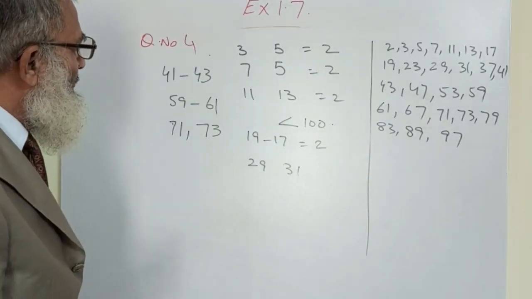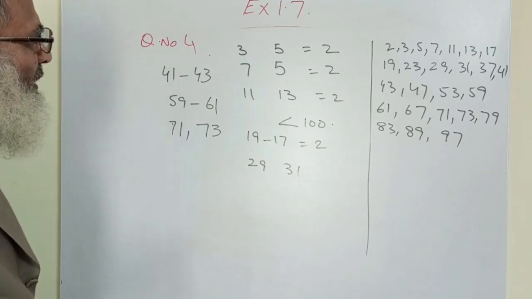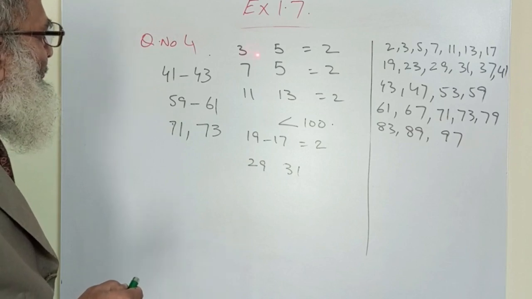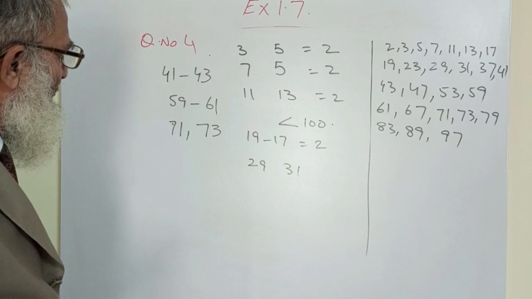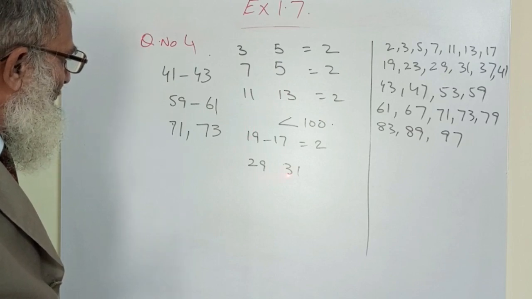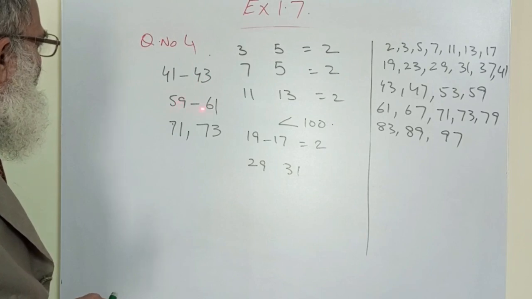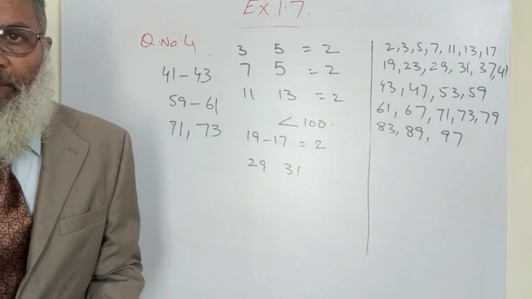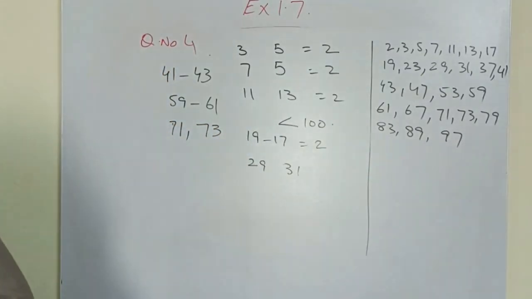So dear students, you can see that I have found all the twin prime numbers less than 100. These are 3 and 5, 7 and 5, 11 and 13, 19 and 17, 29 and 31, 41 and 43, 59 and 61, 71 and 73. I hope I will finish this exercise today, because only 2 questions are left.